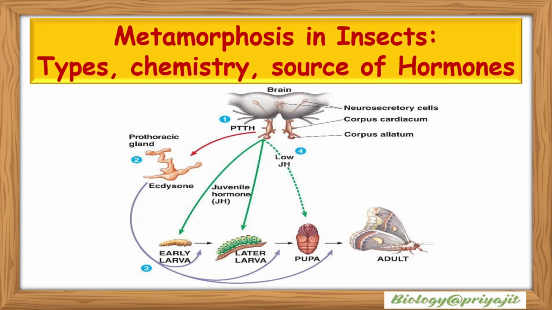Welcome, my dear students. Today we explore the fascinating process of metamorphosis in insects, a remarkable transformation from egg to adult. We will learn about the types of metamorphosis, the hormones that control these metamorphic changes, and their chemical nature and sources. By the end of this class, you will understand how insects undergo gradual or complete transformations and how hormones like ecdysone and juvenile hormone orchestrate these developmental changes. Let's dive into the world of insect metamorphosis.